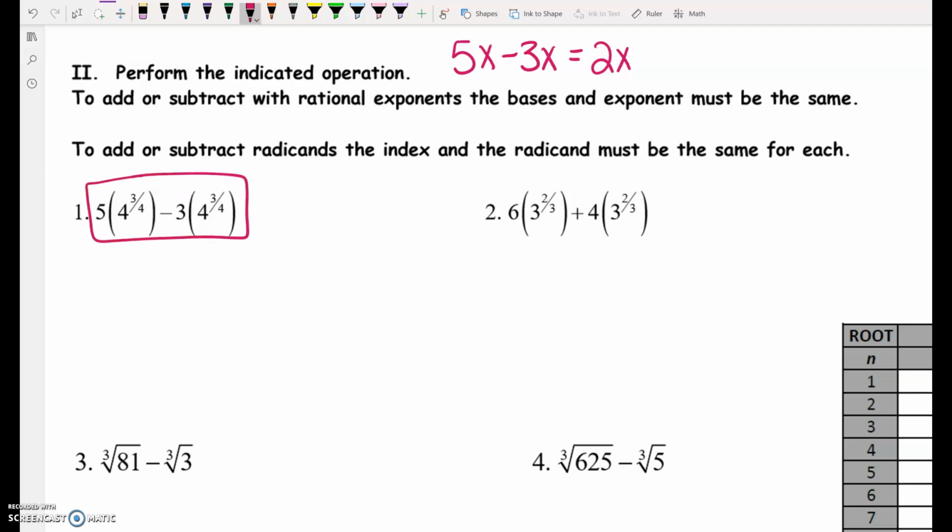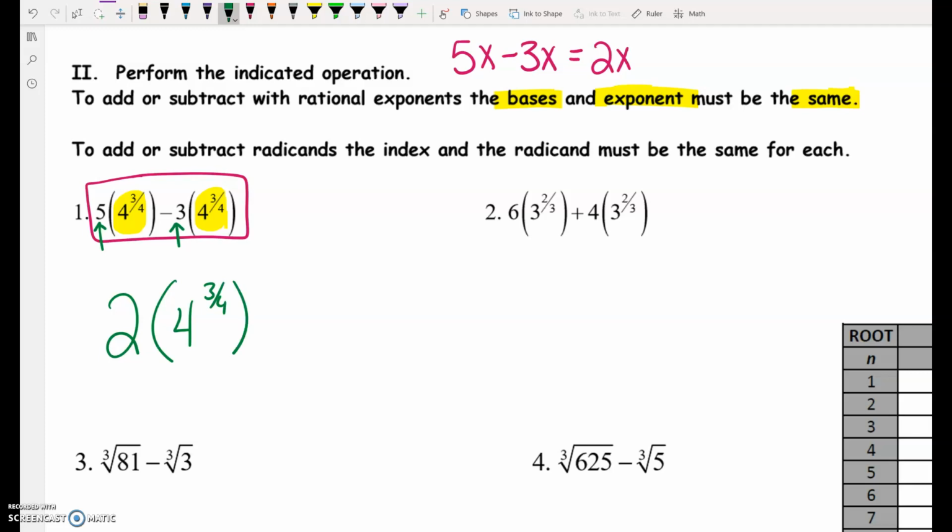Except instead of x, we have 4 raised to the 3/4. Do you see how 4 to the 3/4 and 4 to the 3/4 are exactly the same? When you're adding and subtracting with rational exponents, the bases and the exponent must be the same. So if you've got 5 cookies minus 3 cookies, and those cookies are exactly the same, it's the same base, it's the same exponent, you can do the 5 minus the 3 to give you 2 of those cookies.